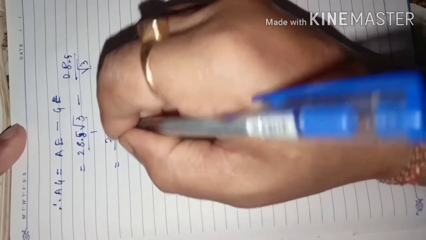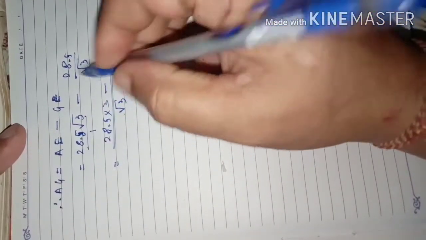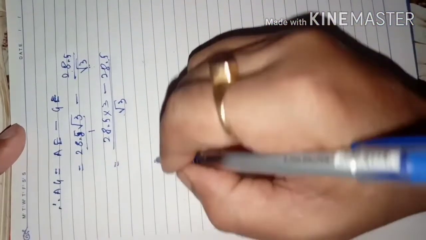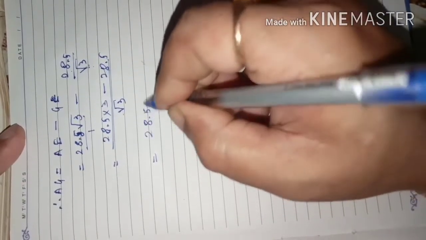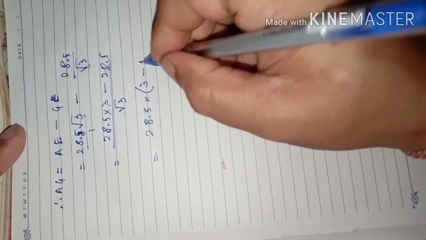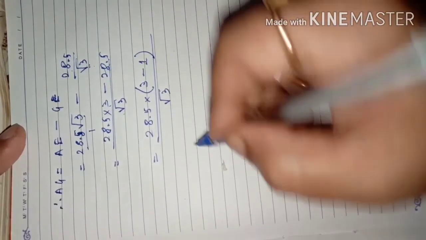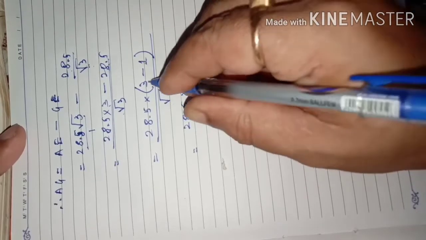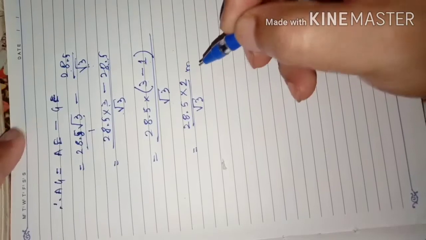So 28.5 into 3 minus root 3 divided by root 3, one time. 1 into 28.5, 28.5 only. So it will be equal to 28.5 and 28.5. If we take common, then in the bracket it will be 3 minus 1 divided by root 3. So 28.5 into 3 minus 1, 2, divided by root 3. This is how we simplify.